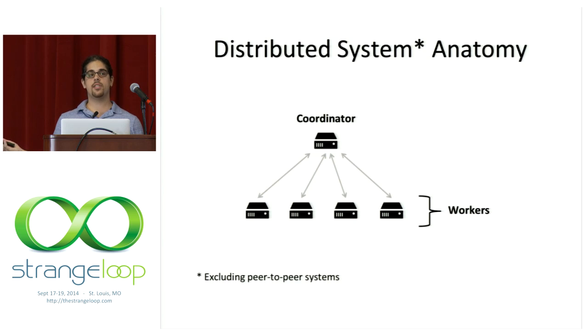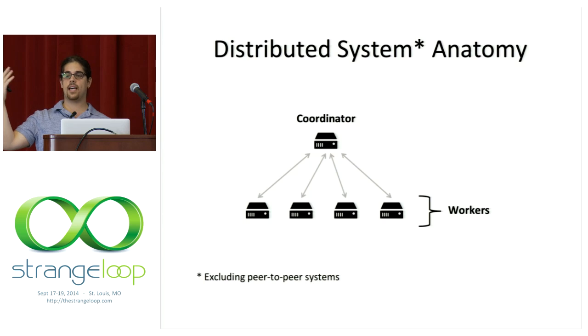Now, there are peer-to-peer systems, but those you can sort of think of as a degenerate case of this coordinator-worker model. Now, the way that this works is a coordinator will generate some tasks, send them out to the workers. The workers will compute on them for a while, sending status updates back to the coordinator and sending results back, which the coordinator will use to make new decisions and send out new tasks ad infinitum.